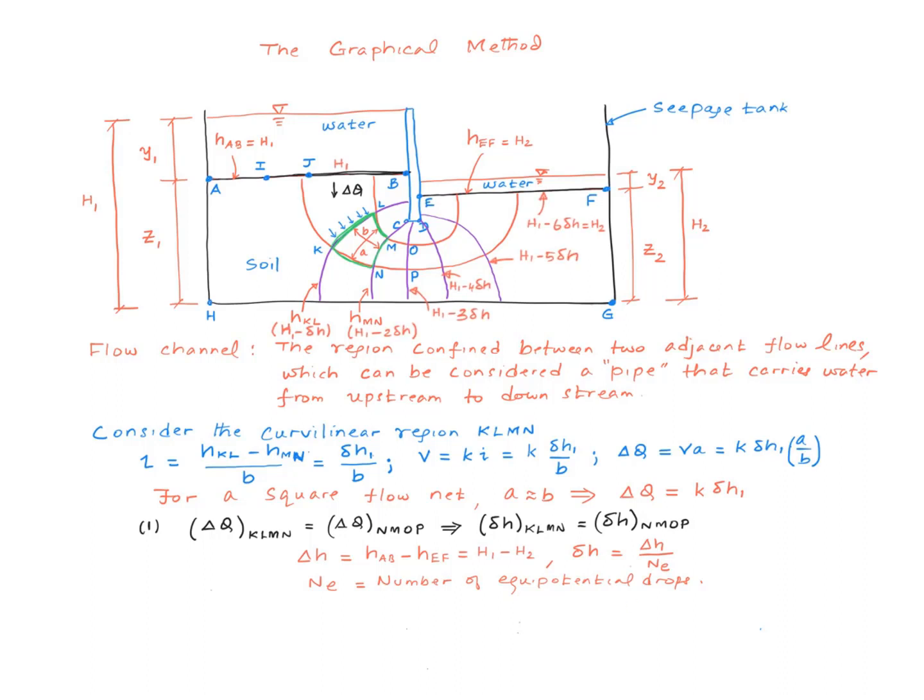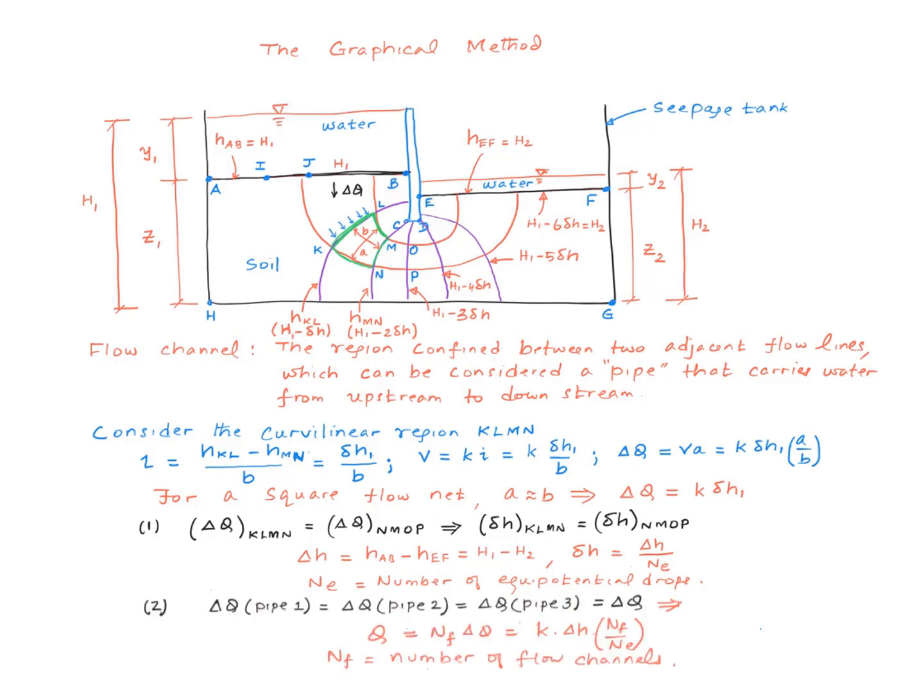Now we can evaluate the total head at any of these equipotential lines. So here it is H1, here it is H1 minus delta H, here it is H1 minus 2 delta H, here it is H1 minus 3 delta H, here it is H1 minus 4 delta H, over here H1 minus 5 delta H, and over here it should be H1 minus 6 delta H, which should be equal to H2. Another important result from this equation.